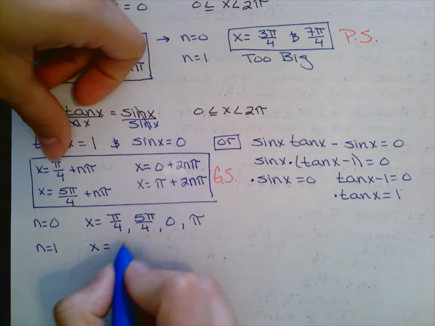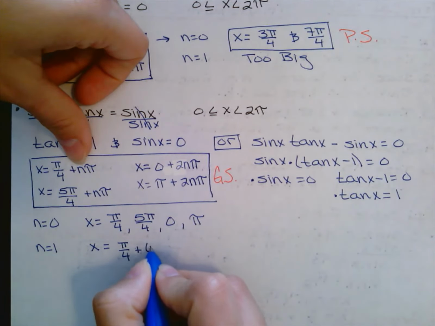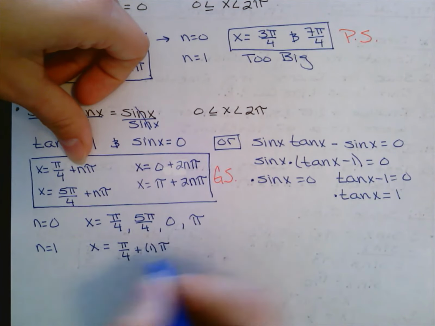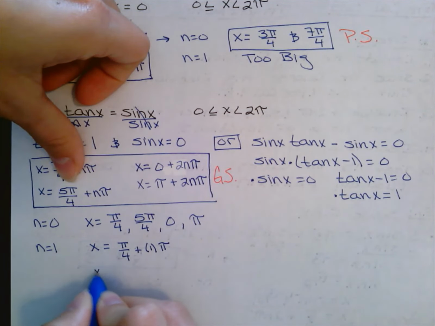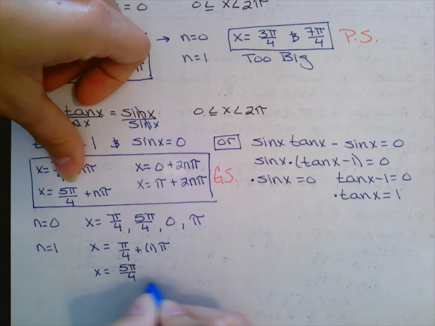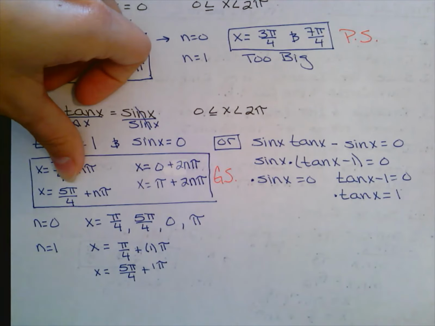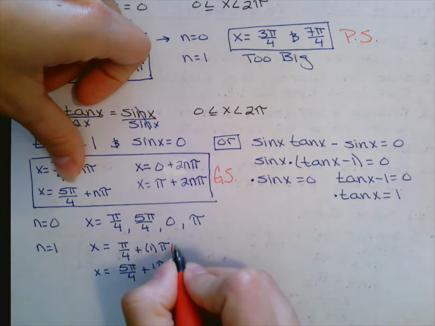So if I add on this one, I'm going to have pi over 4 plus 1 pi, and then I'm going to do it to the bottom, 5 pi over 4 plus 1 pi. I need to take a moment and get common denominators.